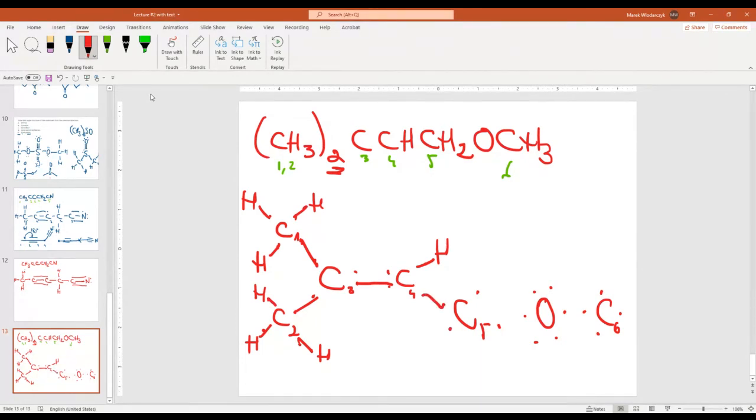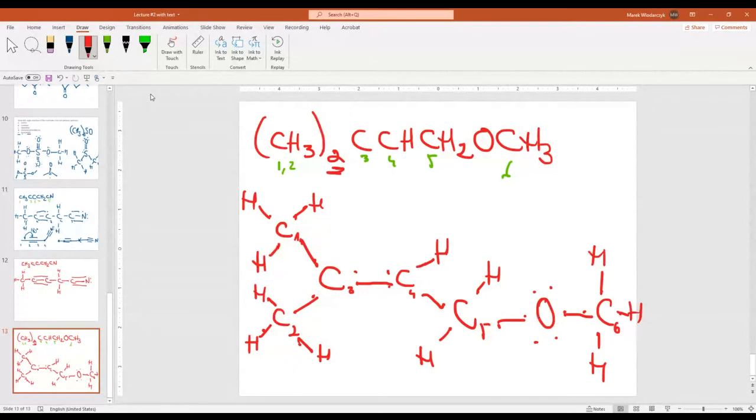Carbon 5 now is connected to 2 hydrogens, so 1 and 2, and to the oxygen. So it has an octet now because it has 4 bonds. Oxygen is connected to carbon number 6 that has 3 hydrogens. So going back, carbon 6 has an octet, oxygen has an octet, carbon 5 has an octet. Carbon 4 now doesn't have an octet because it has 7 electrons.